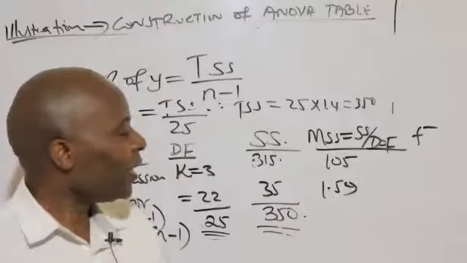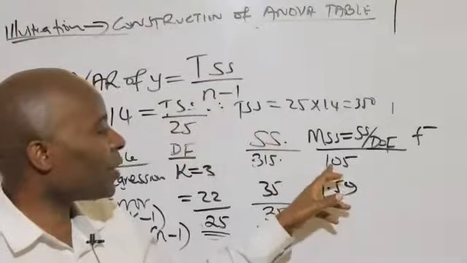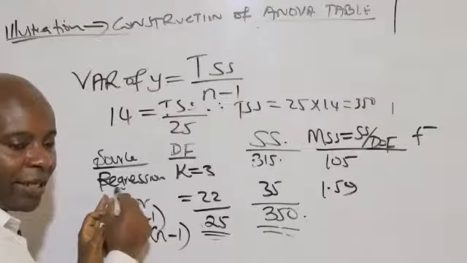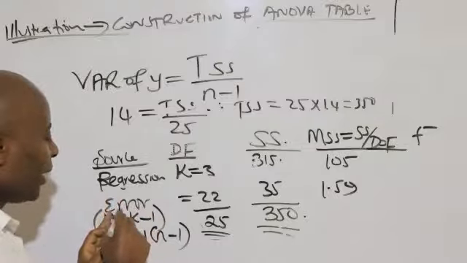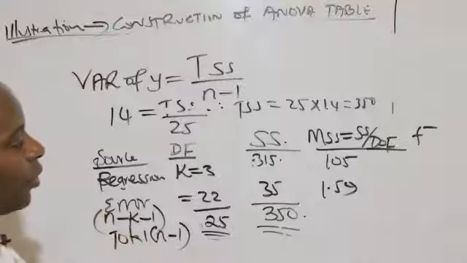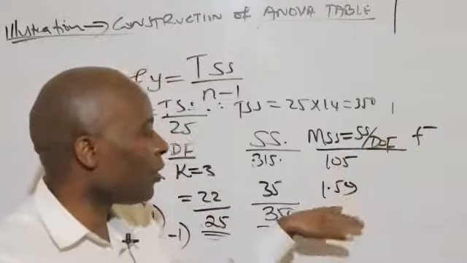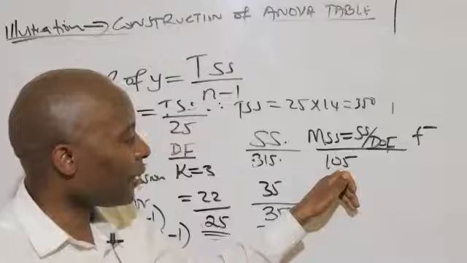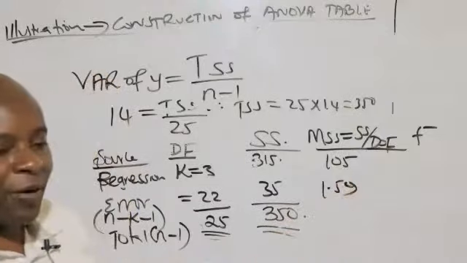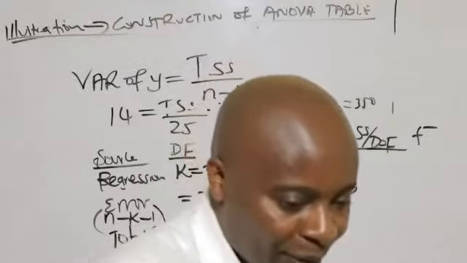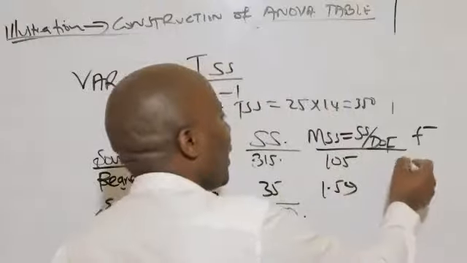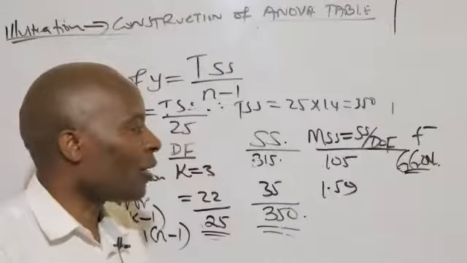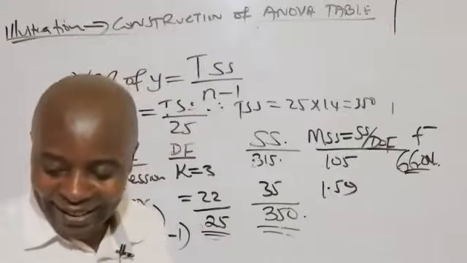So remember, F is the explained MSS. I forgot to tell you that regression is the same as explained, and then error is the same as unexplained. So for F, we are taking the explained MSS divided by the unexplained MSS. So it's 105 divided by 1.59, which gives us what figure somebody here? 66.04, or 66 like that. I hope now that is clear, right?